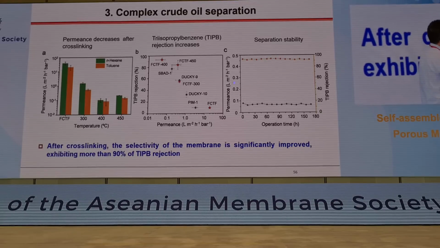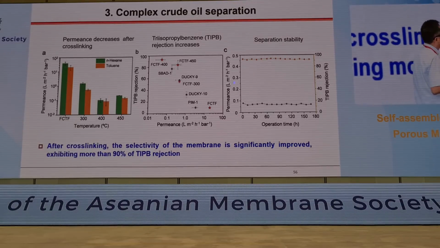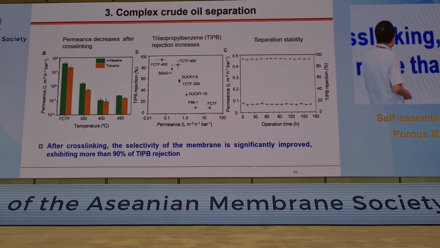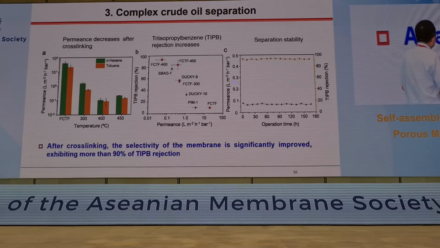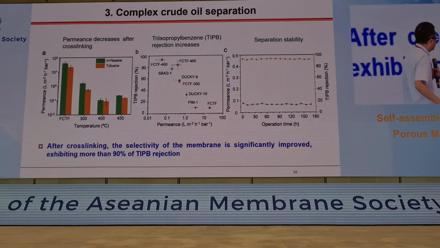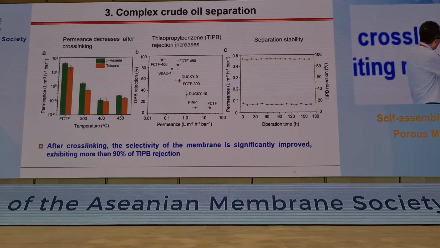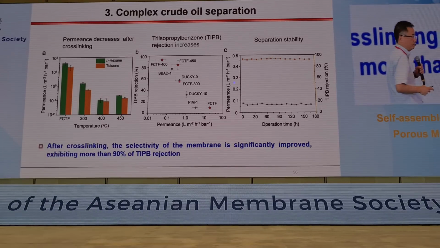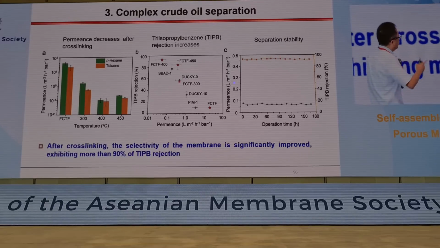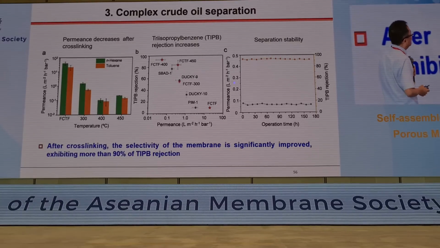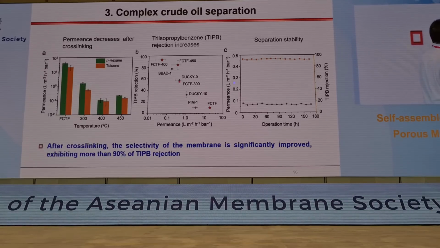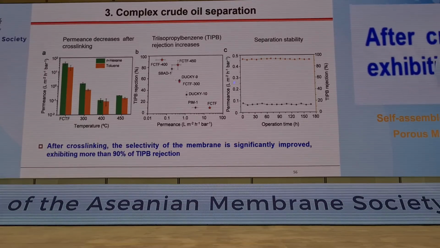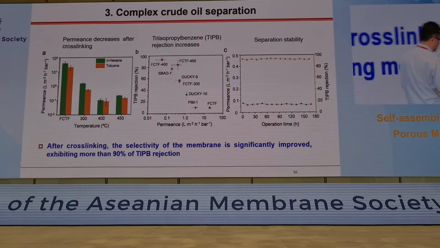To be specific, the membrane cross-linked at 400 degrees, we can see this membrane exhibits more than 90% rejection rate for a typical molecule we call PIPB. We also found that this cross-linked membrane is very stable in long-term organic solvent separation environment.